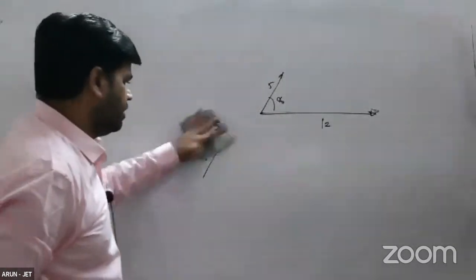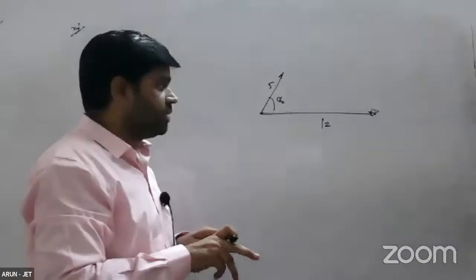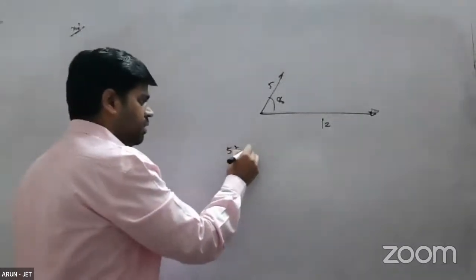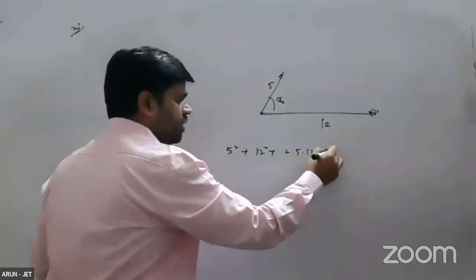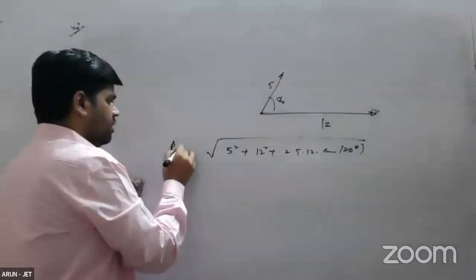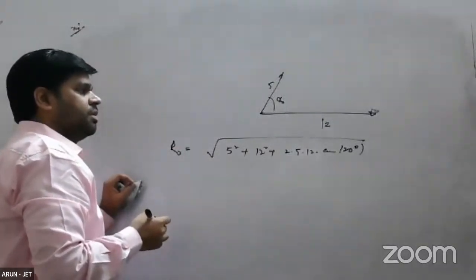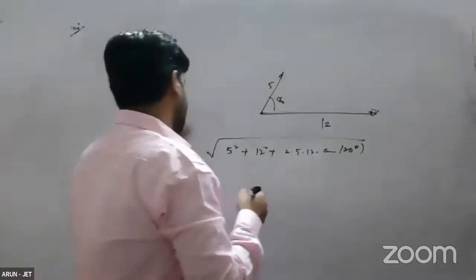If it is 120, let us see what happens. I should get 5 square plus 12 square plus 2 into 5 into 12 into cos 120. This is what I get at an angle of 120. This is definitely not 17. So when do you get 17?